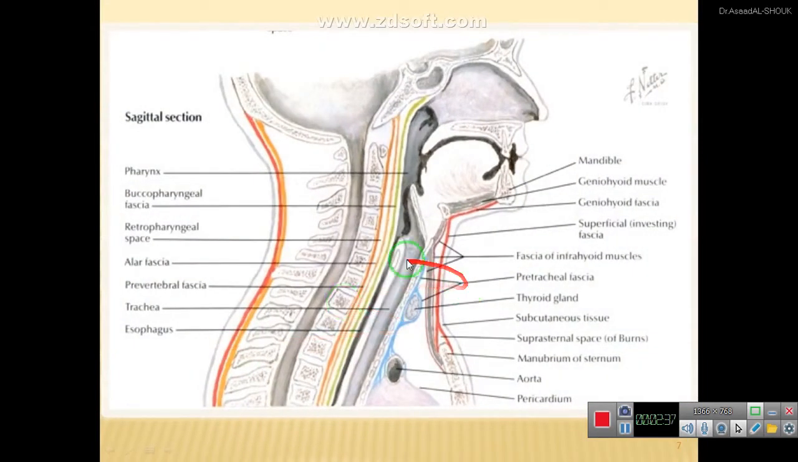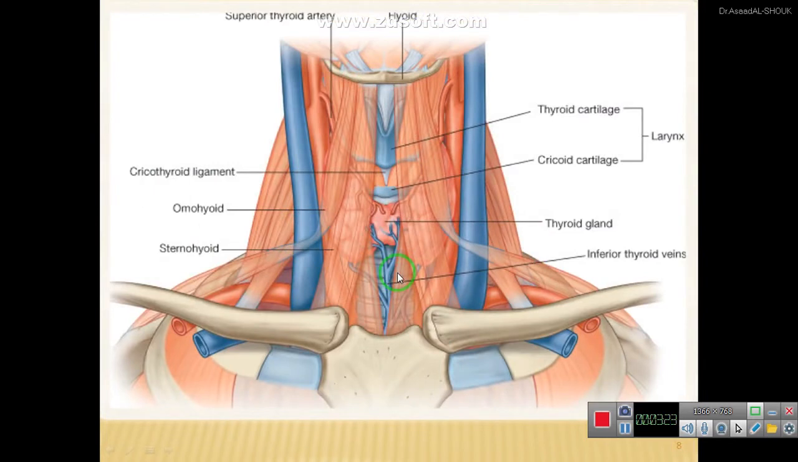Here in this sagittal section you can see the red line here, which is the investing layer of the neck. Deep to it we have muscles which lie in front, and here, which is the blue color, is the pretracheal fascia. This fascia also encircles the thyroid gland. Posteriorly we have this part of the pharynx, which is sometimes called hypopharynx, the last part of the pharynx before the starting of the esophagus, and here we have the starting of the trachea.